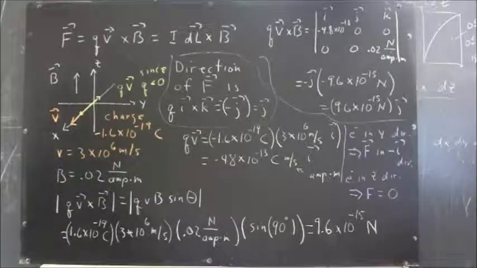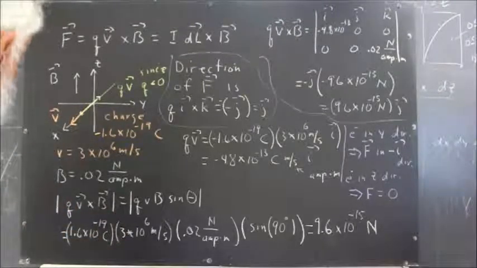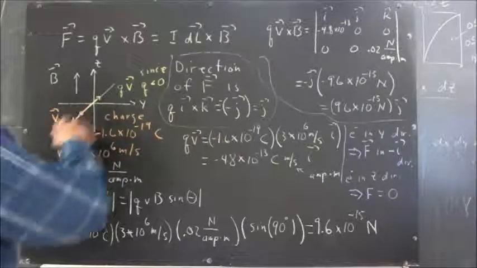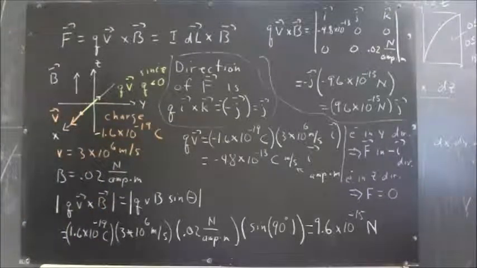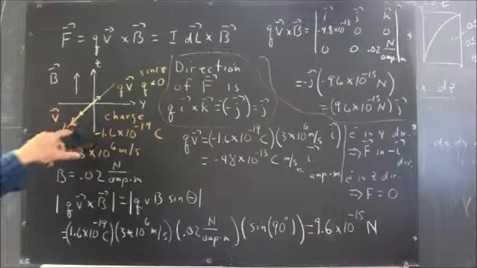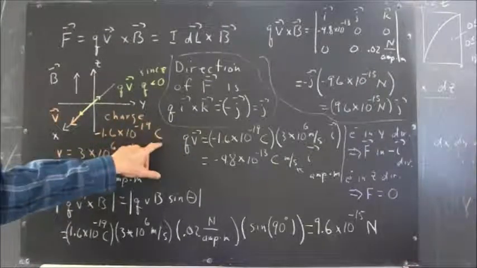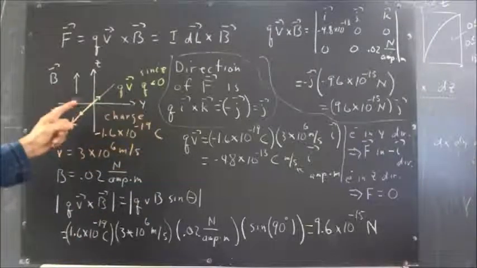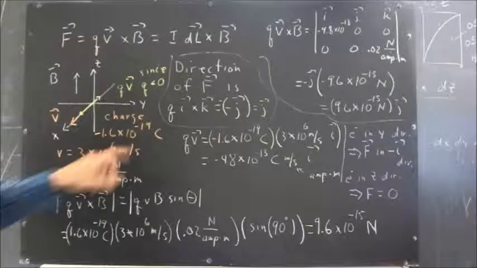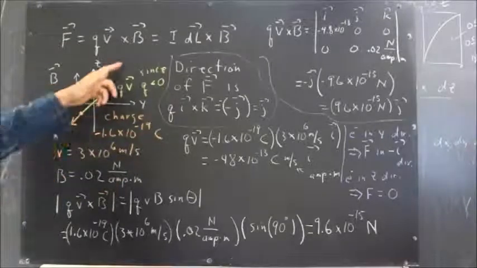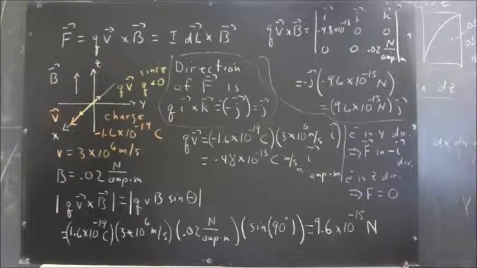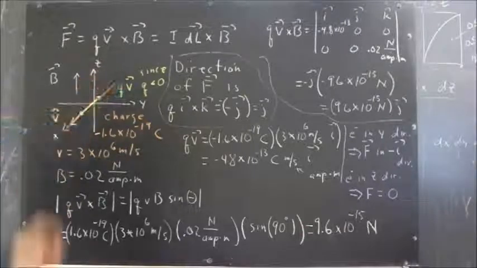Okay, so now in the first problem we have a situation that you should have already thought about and sketched, where the velocity is in the positive x direction, the magnetic field in the positive z direction. The velocity is 3 times 10 to the 6 meters per second. The charge being negative 1.6 times 10 to the negative 19th coulombs, qv is going to be in the opposite direction because q is negative. When you multiply a vector by a negative quantity, you get a vector in the opposite direction. So qv is in the negative x direction.